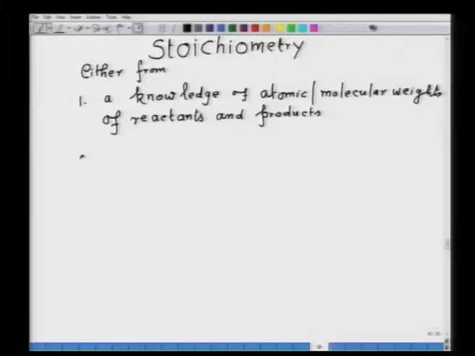That is, from the law of conservation of mass, the moles which are participating, the similar number of moles must also exit. That is important. Second, mass of compound contained in a given volume of gas.